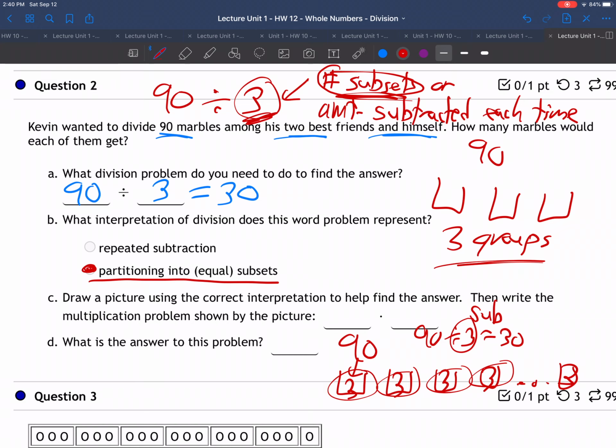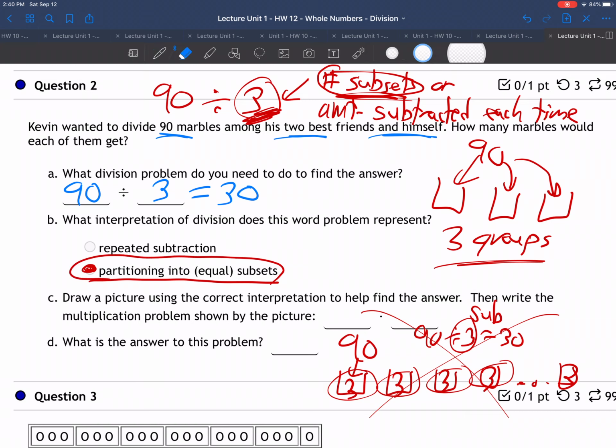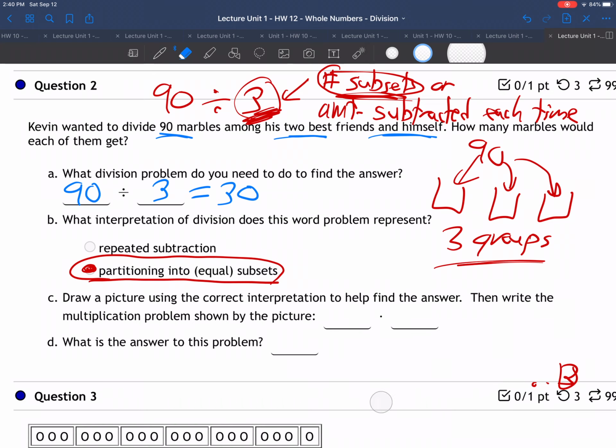But that's not what we're doing here, right? We're not subtracting 3 every time. We're dividing the whole 90 into 3 groups. So this is mainly a partitioning into equal subsets way of thinking about division. Okay, so that's kind of subtle. It takes some practice to see that difference. Ask yourself, is the second number the number of sets, or is it the amount subtracted? It's the number of sets. So we're breaking into equal subsets.